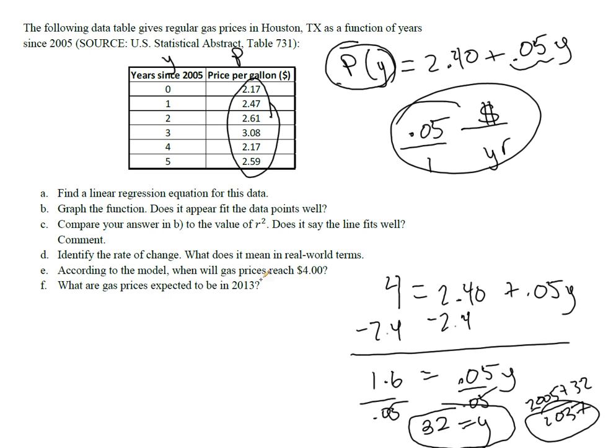What are gas prices expected to be in 2013? Well, that corresponds to a year value of 8, since that's 8 years after 2005. And P of 8 is $2.40 plus 8 increases of 5 cents per year, which will put us at $2.80.